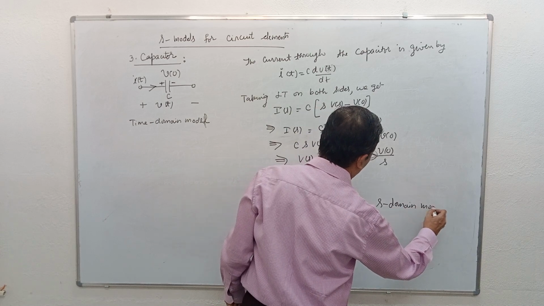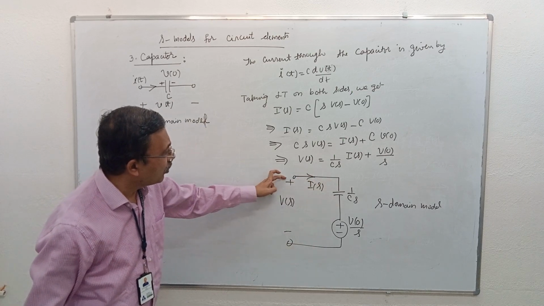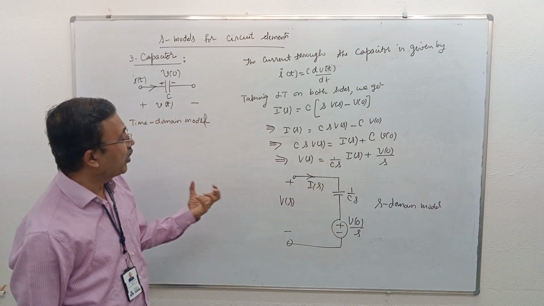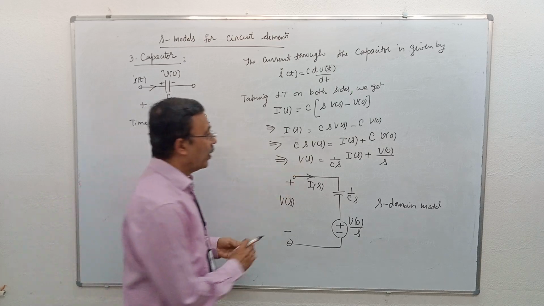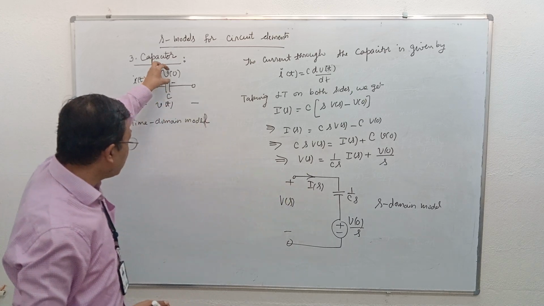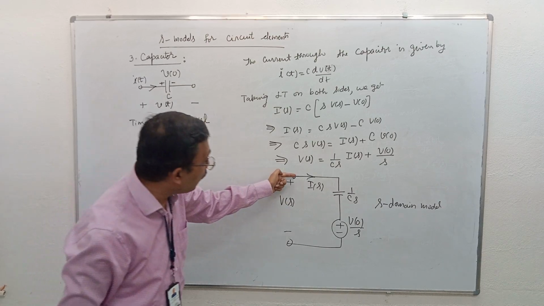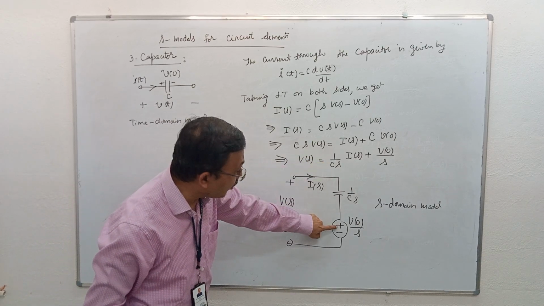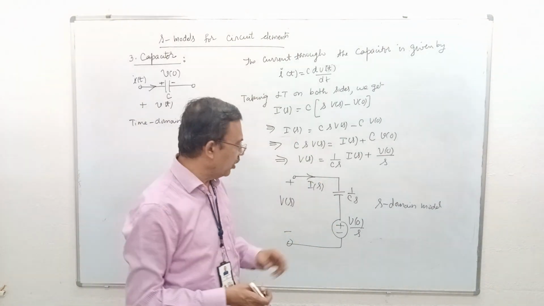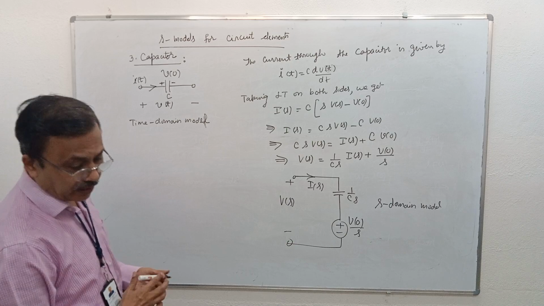This is the circuit called the S domain model. Apply KVL to this circuit: minus V(s) plus 1 by Cs into I(s) plus v(0) divided by s gives you this equation. What is important here is C becomes 1 by Cs. This initial voltage v(0) becomes a voltage source v(0) divided by s. Here, please note that where the current I(s) is entering, the positive terminal is presented. In the case of an inductor, the negative terminal is shown. These are the S domain models for different circuit elements.